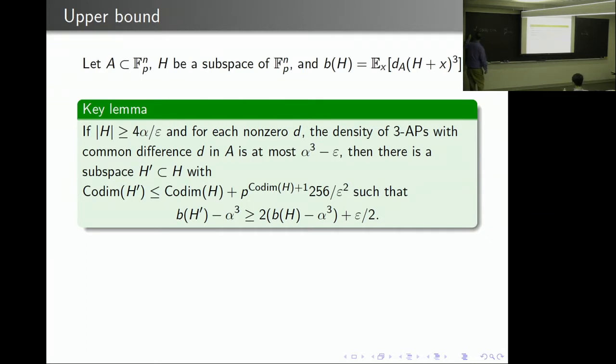And if we start with H equals F_p^n, which has codimension 0, and we just iteratively apply this, after i steps we'll have a subspace H_i, and b of H_{i+1} will be greater than or equal to 2 times (b of H_i minus alpha cubed) plus epsilon over 2, which is greater than or equal to, by induction, 2 to the i plus 1 minus 1 times epsilon over 2. There's a minus alpha cubed here that I'm missing.